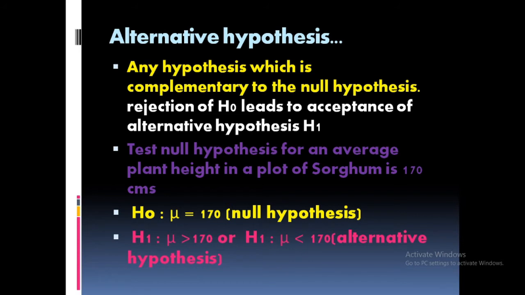So, what will be H1, the alternate hypothesis? It means that the height of the sorghum is more than 170 or the height of the sorghum is less than 170. That is your alternative hypothesis. Understood? So, what is your statement about the population? That is your null hypothesis. Complementary to that is your alternate hypothesis. That is H1. Clear?